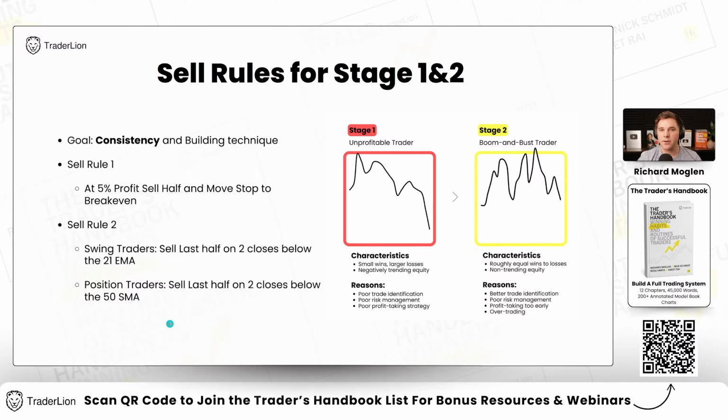And these are guidelines. Of course, you want to adapt it to your own personal situation. It doesn't really matter if you use the 21 EMA versus the 21 SMA versus the 20 SMA. Pick what you find helpful, and adapt these rules to what you find to be very, very helpful. All right.